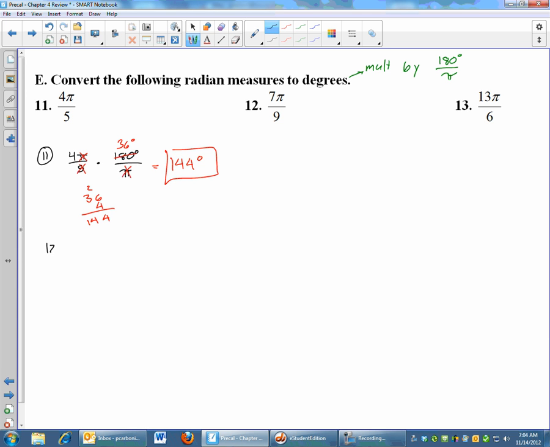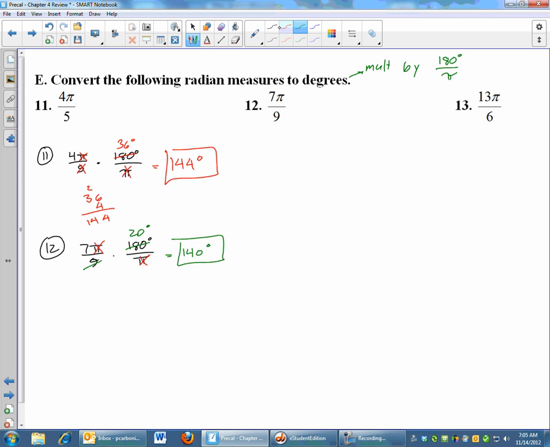Number 12, we have 7 pi over 9. We'll multiply it by 180 degrees over pi. When you're converting to degrees, you put the degrees in the numerator because that's what you want to be left with. The pi's cancel. 9 goes into 180 20 times. So we're left with 20 degrees, and 7 times 20 is 140 degrees.